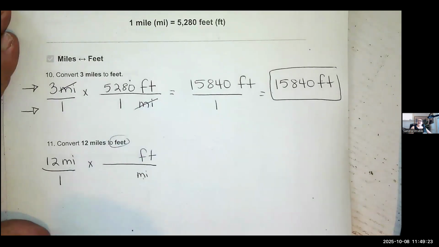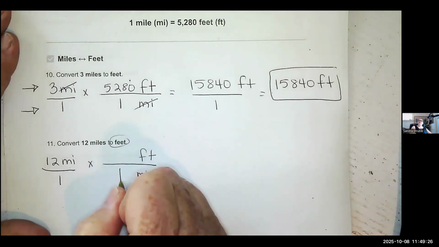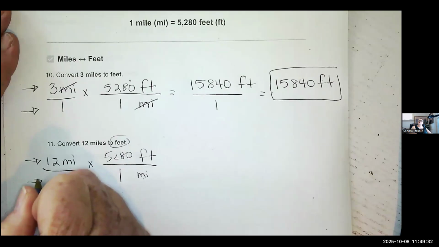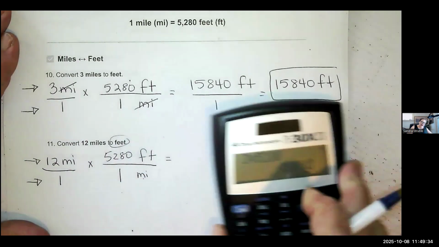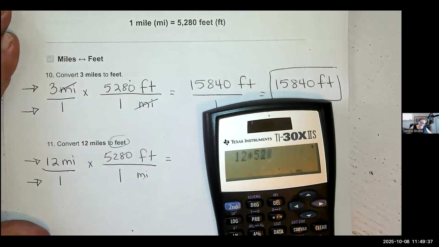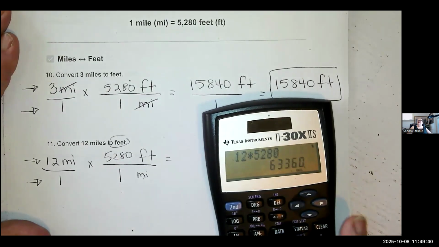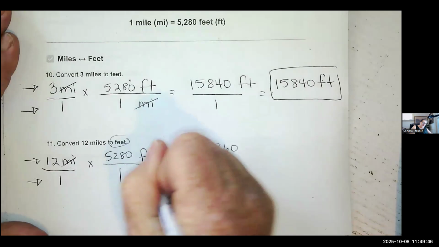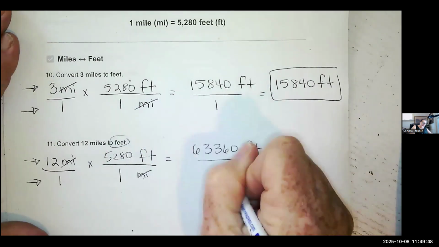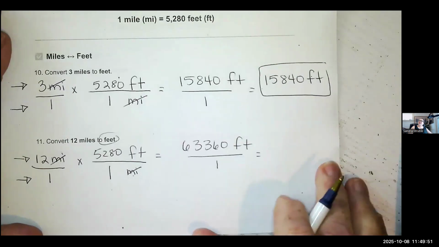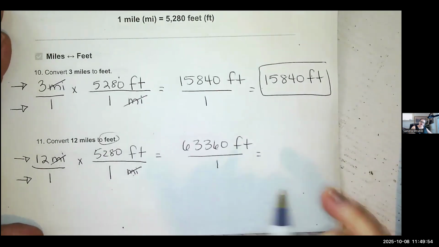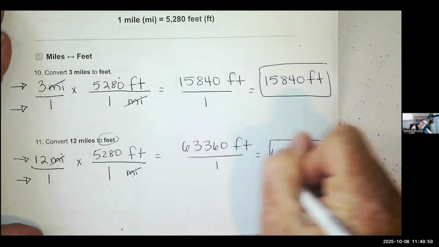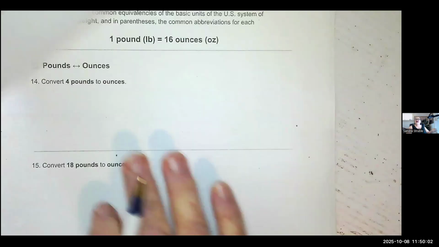Once I get my units set up, I plug in the conversions. 1 mile, 5,280 feet. Multiplying straight across on the top and straight across on the bottom. 12 times 5,280 is equal to 63,360. Miles are reduced. We're left with feet. This is over 1. Again, this part of the step you can skip if you see that it is just 1 in the denominator. And then your answer is 63,360 feet. Please do not leave that over 1 in proper math.